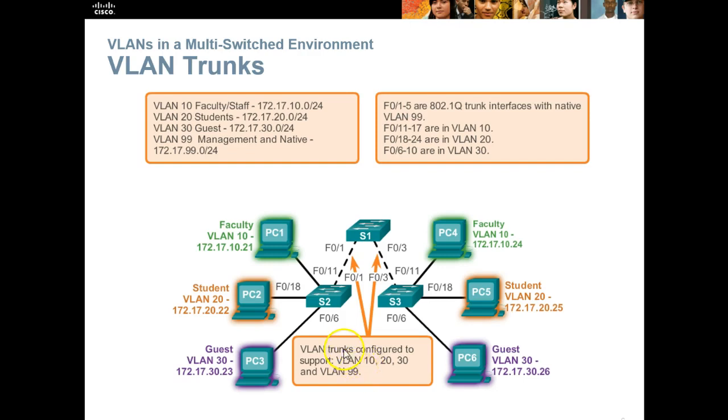VLAN 99 in this case will be the management VLAN up here. So all 3 of these VLANs in different parts of the building are allowed to travel between buildings on these trunks through tagging.